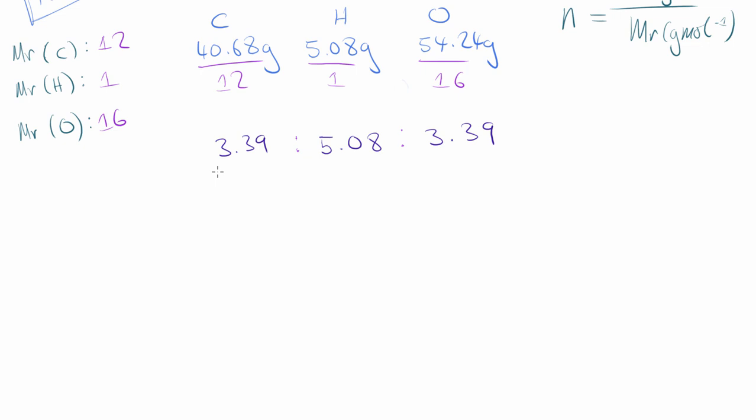Okay, so at this stage we're looking for integer values, right? We're looking for whole numbers, which we don't have at the moment. So the thing I'm going to do at this stage is divide each of these numbers by the lowest number among them. And what we can see is that we've got equal lowest among the first one and the third one. So carbon and oxygen both have the lowest number of moles. So we're going to divide all of them by 3.39, okay?